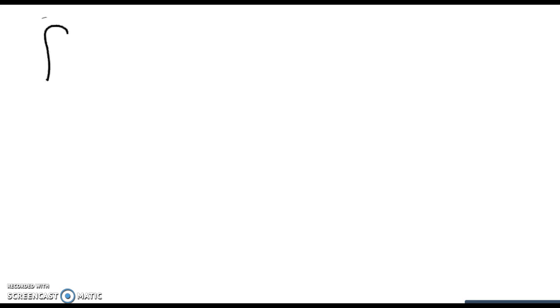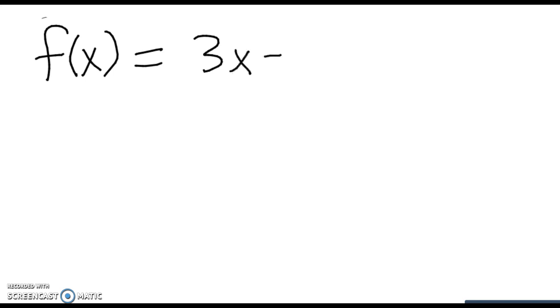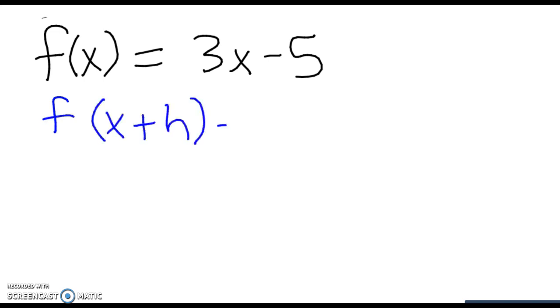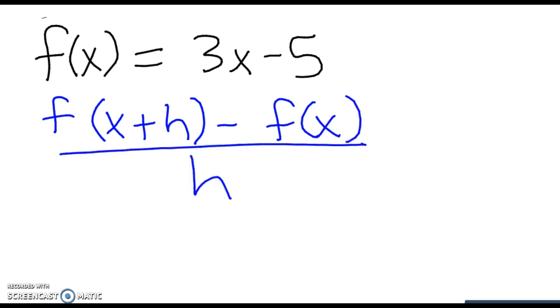Let's let f of x be defined as 3x minus 5. And we want to find the difference quotient. Remember, the formula for the difference quotient is f of x plus h minus f of x, all divided by h. This is how we're going to calculate the difference quotient.